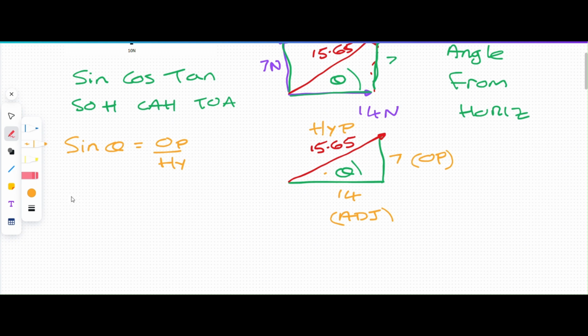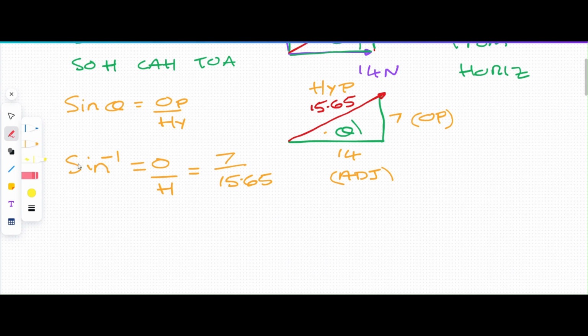Don't forget now, we're finding an angle, so you've got to use inverse sine. So sine to the minus 1 of the opposite over hypotenuse. When you're finding an angle, you've got to do inverse sine. My opposite is 7 and my hypotenuse is 15.65.